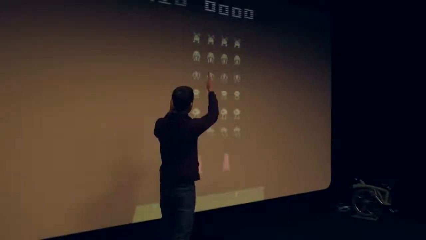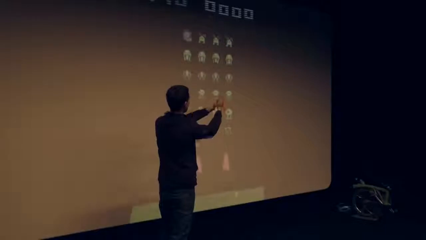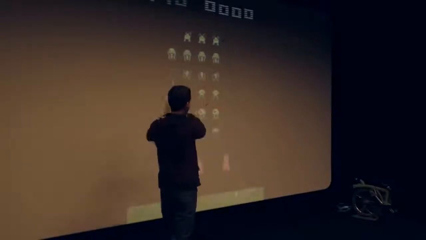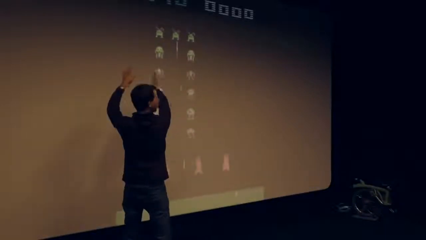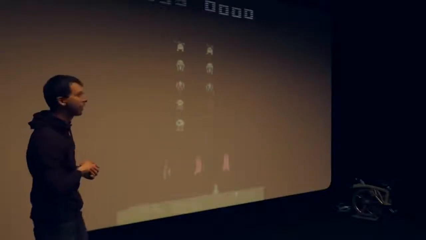It also learns a very human-like strategy of doing things a column at a time, which gives it more time as the game speeds up. It takes longer for the aliens to move from one side of the screen to the other and move down, and that gives it more time to sweep up and kill them all, and it figures out that strategy for itself.